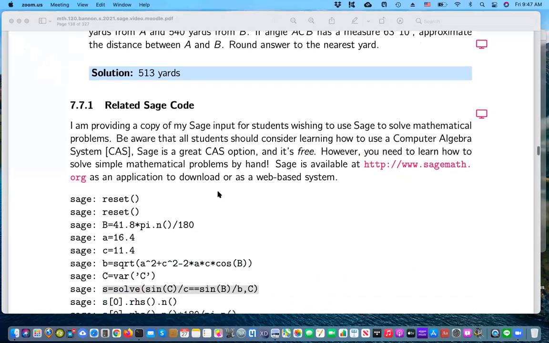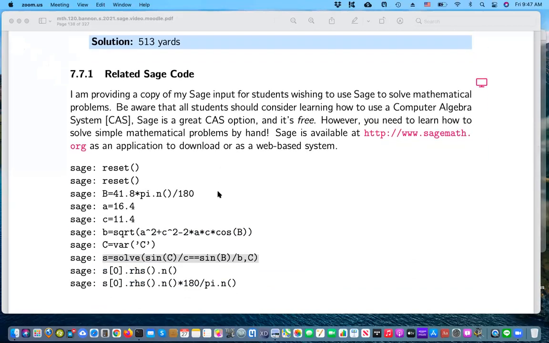Okay, so we're going to talk about the related Sage code now. And I realize for a lot of students, we're looking at this and saying, well, I really can't comprehend what you're talking about with Sage, or why do I need to learn it? You need to learn coding. If you're thinking about moving forward into a STEM-related career, you're going to have to start coding. And I want to go through the code with you.